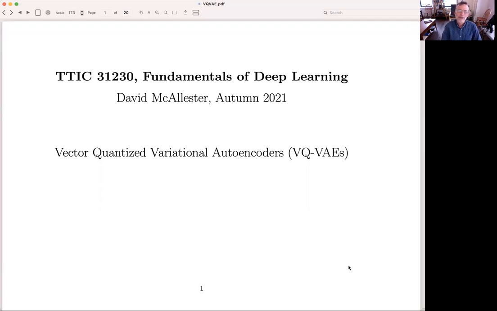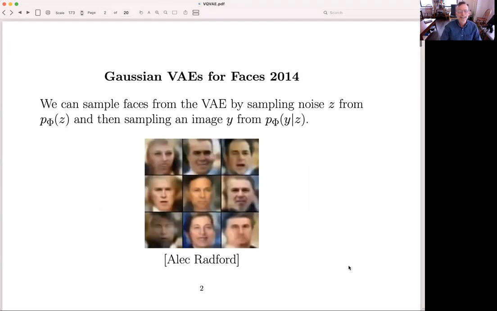Hi, this unit is going to be on vector quantized variational autoencoders. This is a model that has made very impressive progress in a lot of applications since it was introduced in 2018. So I'm going to start by contrasting the state of variational autoencoders in 2014, when they were mainly Gaussian, with what's happened since then.